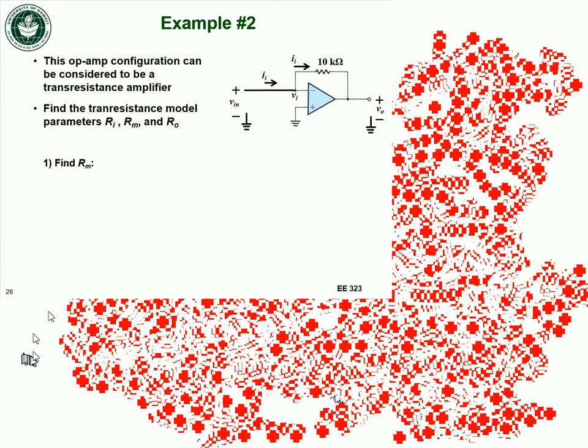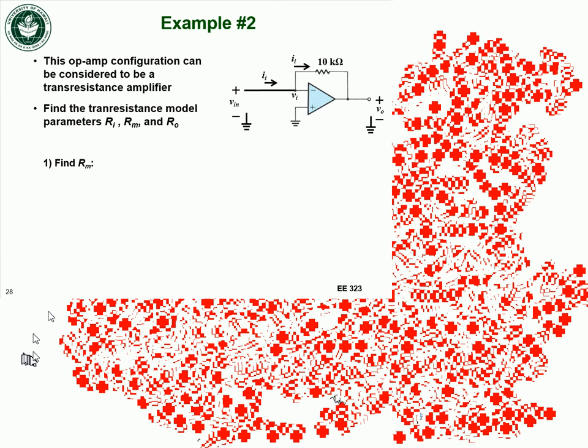Okay, this is a slightly different op-amp circuit. And for this op-amp circuit, we can model it using our transresistance amplifier model. So in order to do that, let's find out the parameters that we need to make our transresistance model. So we need to know RI, the input resistance, the transresistance term, RM, and the output resistance.